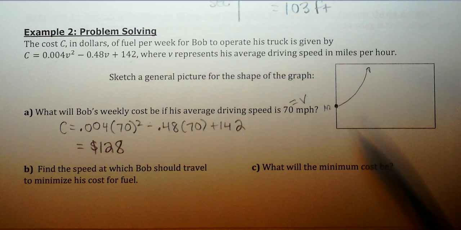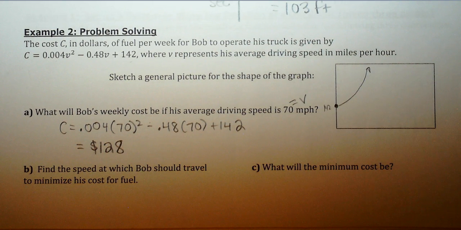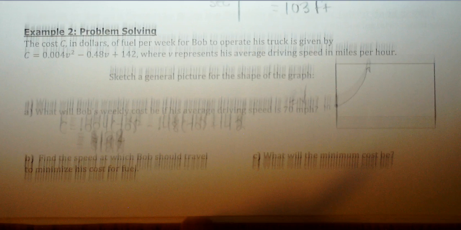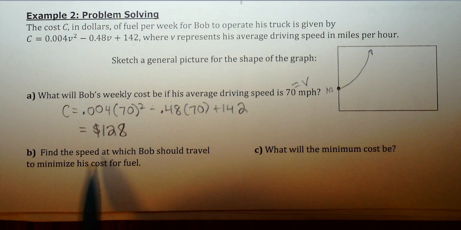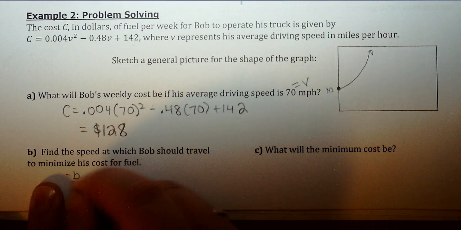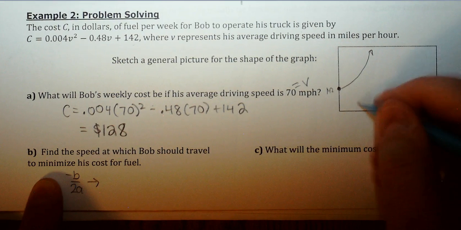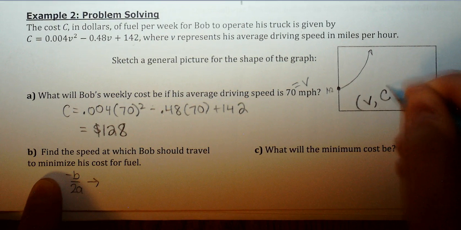Now because this graph, and I know this is not the greatest sketch, turns right side up, we would have a minimum for our vertex. It says find the speed at which Bob should travel to minimize the cost for his fuel. So I'm just going to do that negative b over 2a here. That'll be the speed. And if you think about the points here, it's going to be V for the speed, C for the cost.